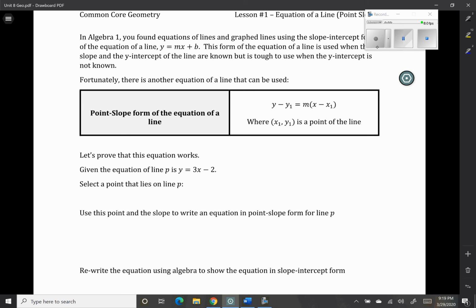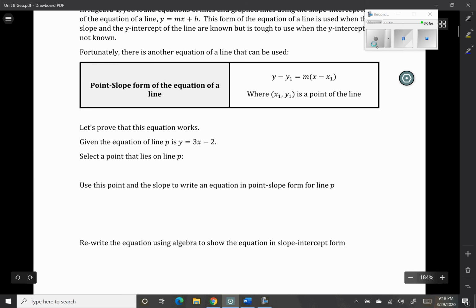So it says, let's prove that this equation works. Given the equation of line P, y equals 3x minus 2, select the point that's on line P. So go into your graphing calculator, and let's graph 3x minus 2, and go into our table of values. In our table of values, we're going to see a bunch of different points. I just want to pick one of them. So I'm going to select a point that's on this graph. So one of the points on this graph is 5, 13. Again, I'm choosing a random point here. If you really want to, you could use a different point than me.